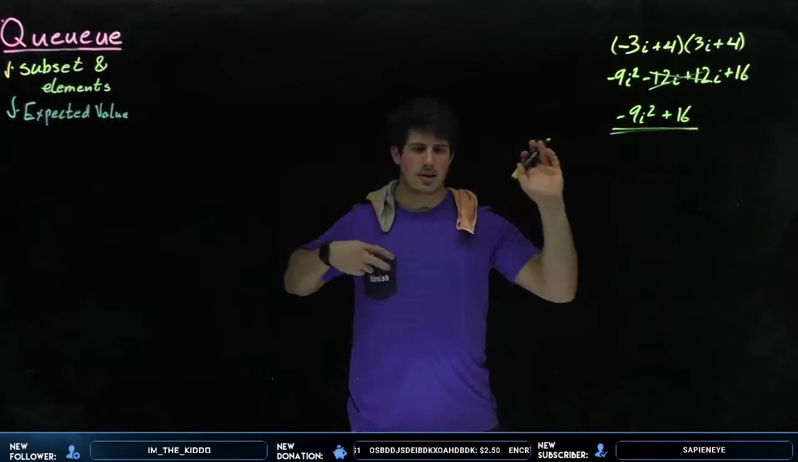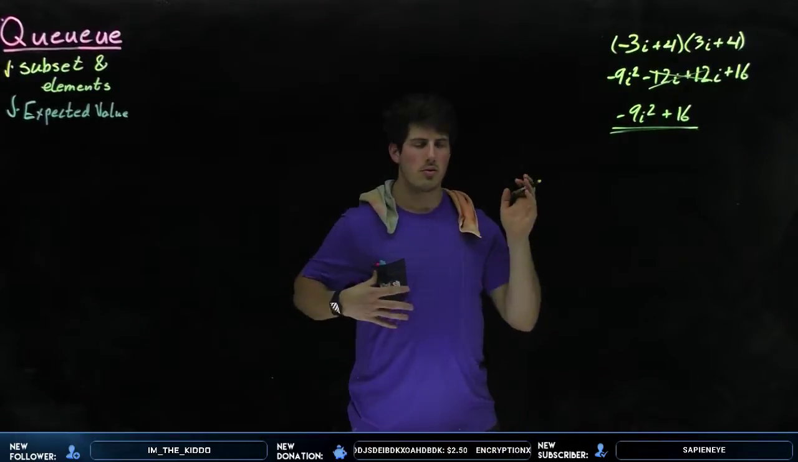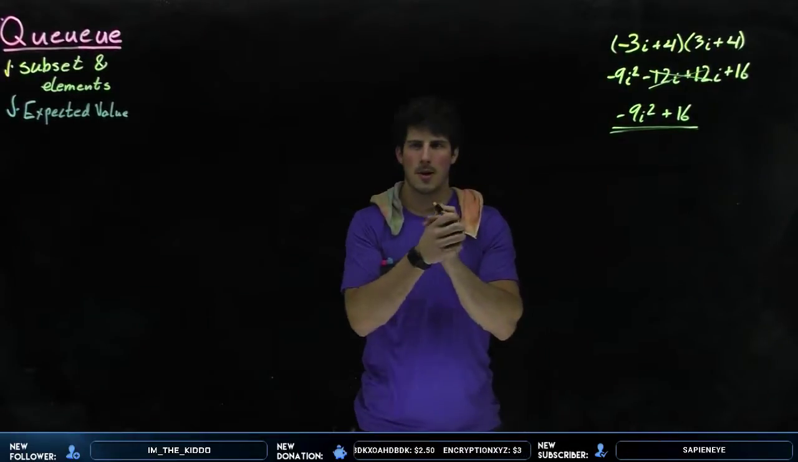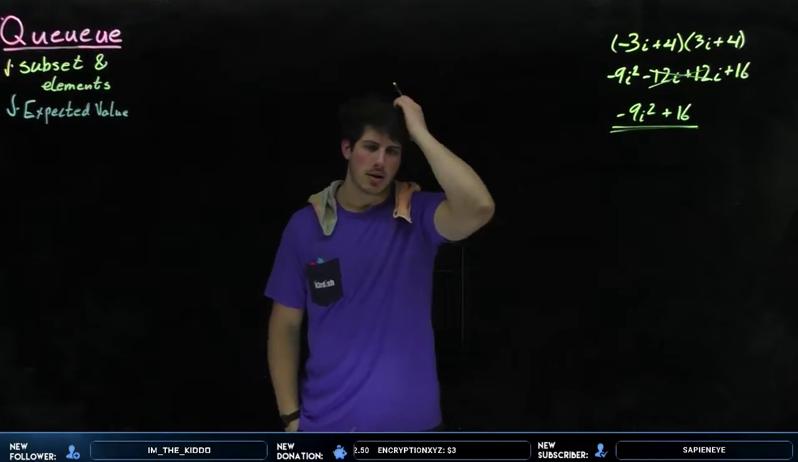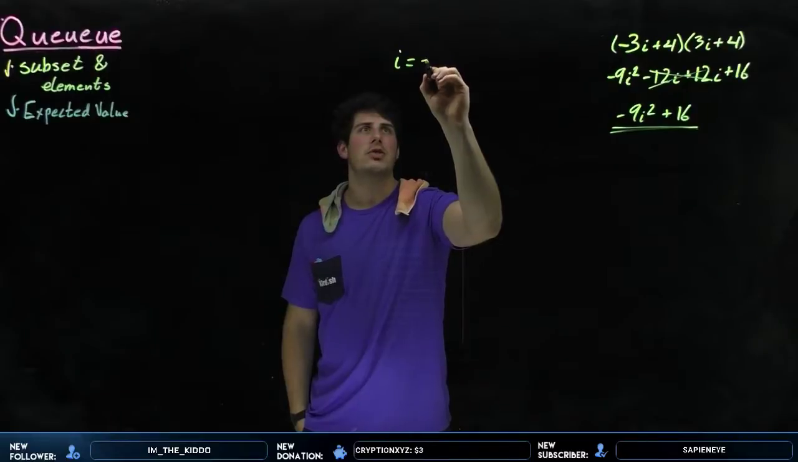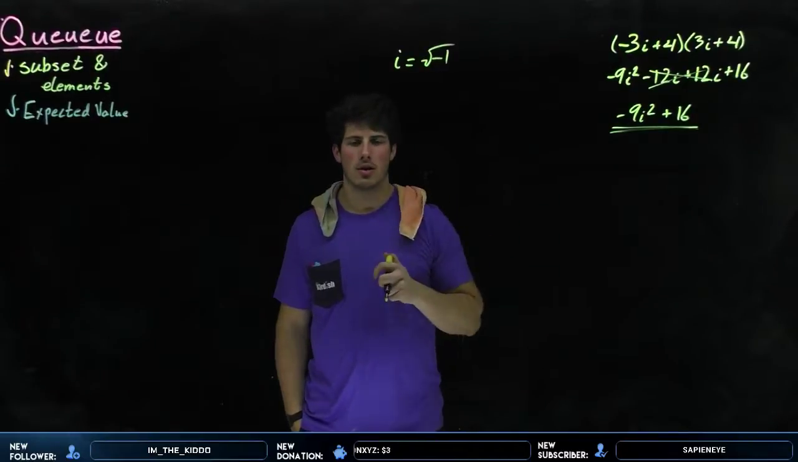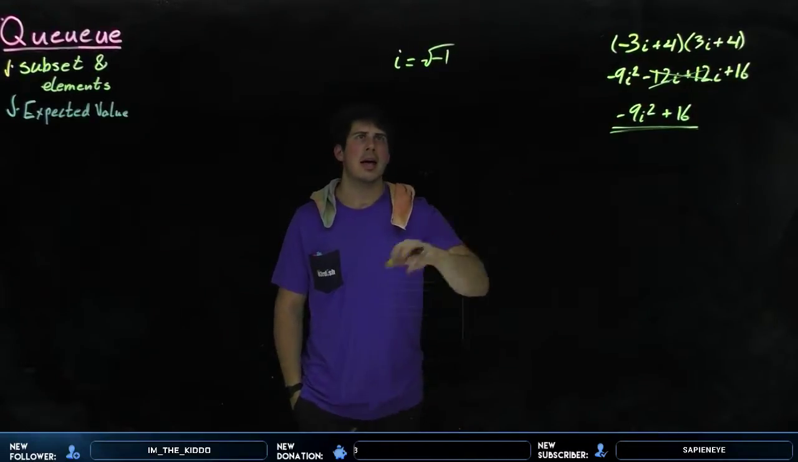So, hopefully you were able to get to this point. You knew to FOIL it, right? You're pretty comfortable with FOILing. Now, what is i, right? Because i is going to determine what I can do here. If you don't know, i equals the square root of negative 1. Good, you got here. So let's think about this.